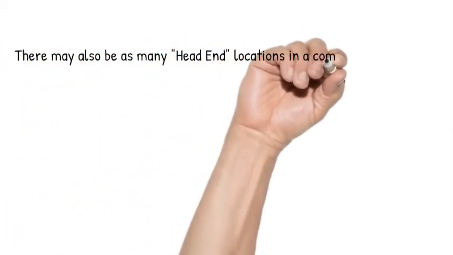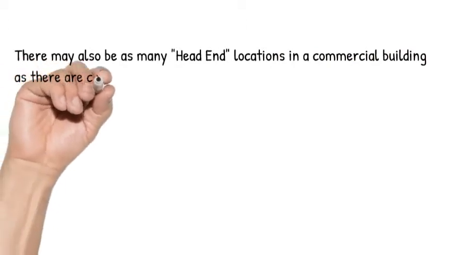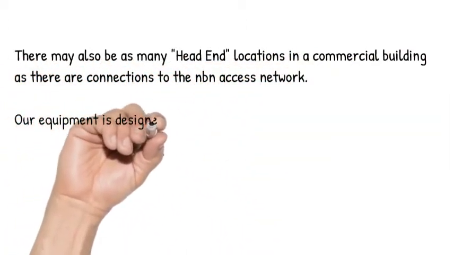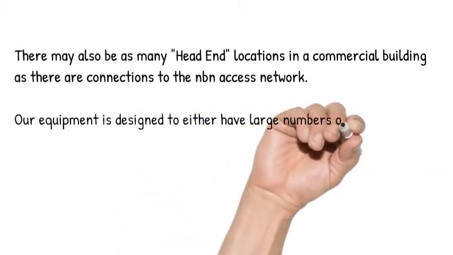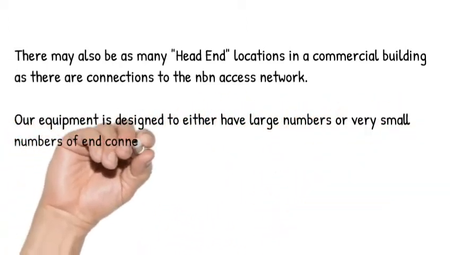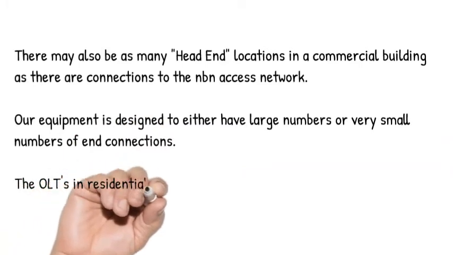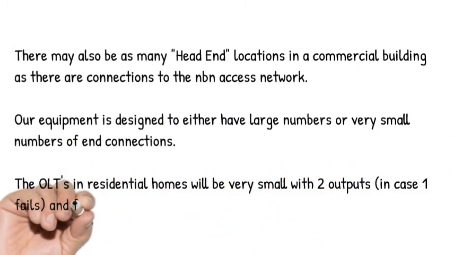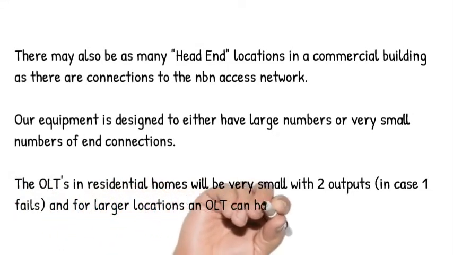There may also be as many head end locations in a commercial building as there are connections to the NBN access network. Our equipment is designed to have either large numbers or very small numbers of end connections. The optic line terminators in residential homes will be very small, with 2 outputs in case one fails, and for larger locations, an optic line terminator can have many outputs.